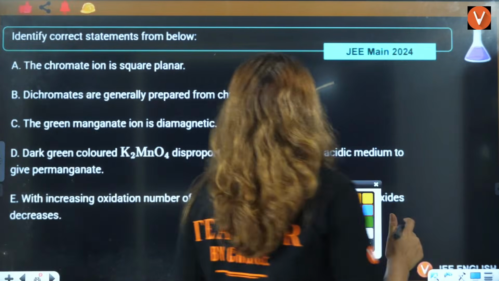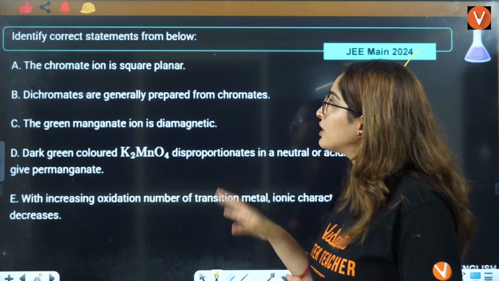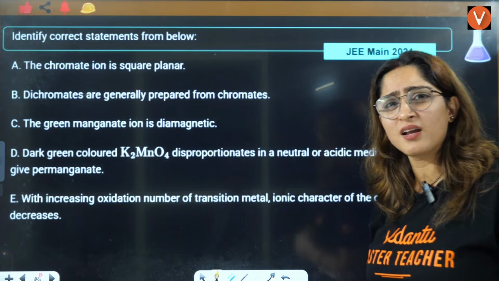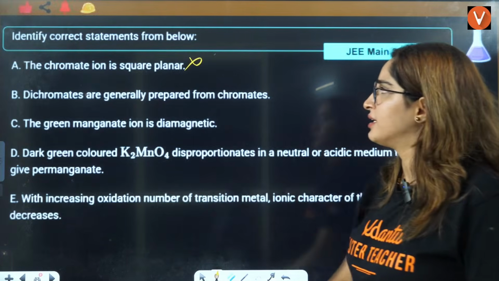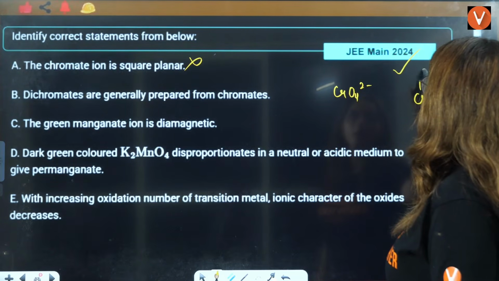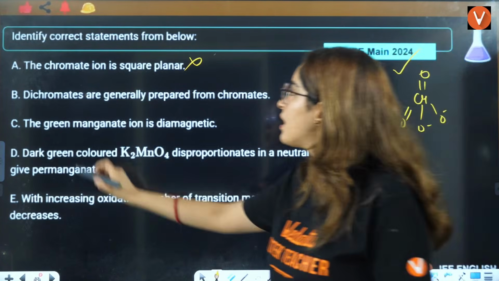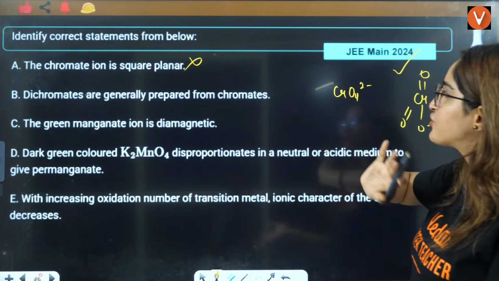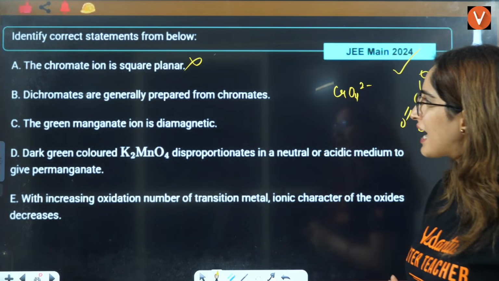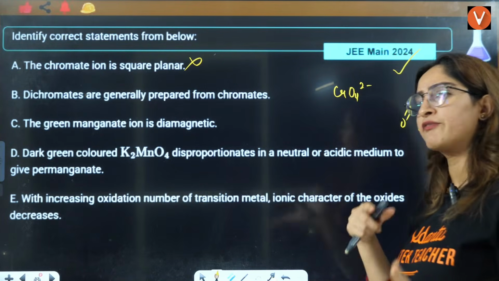Next is a JEE 2024 question: identify the correct statements from below. The chromate ion is square planar. Is it square planar? No, it was tetrahedral. If you remember, chromate CrO4 2 negative, it was Cr with two O and two O negative. This was the structure. Dichromate is generally prepared from chromates. Yes, that is true, dichromate is prepared from chromate ion.